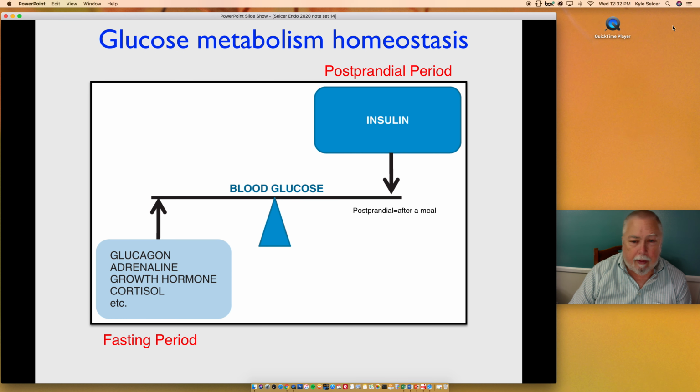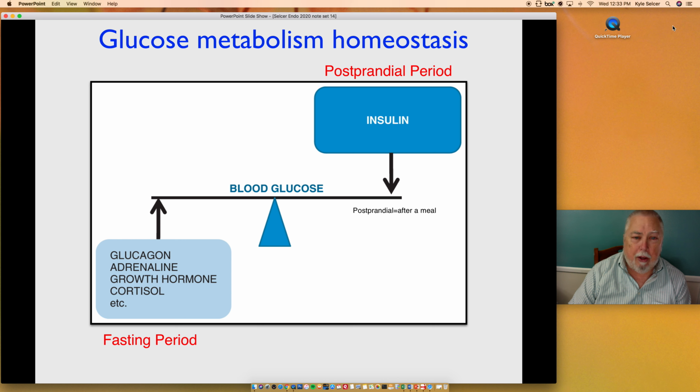This is kind of one way of looking at everywhere where we're going here, which is glucose metabolism, homeostasis. And this isn't exactly the way the world works, because we're not really actually trying to balance blood glucose all the time. Really your body's kind of divided into 2 periods of nutritional availability. One we call the postprandial period. Some people call it the absorptive state. That's when you've just eaten a meal.